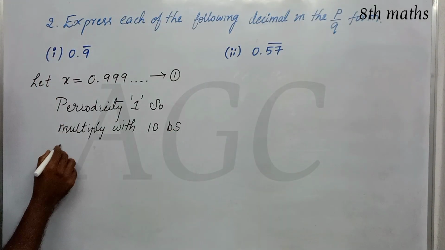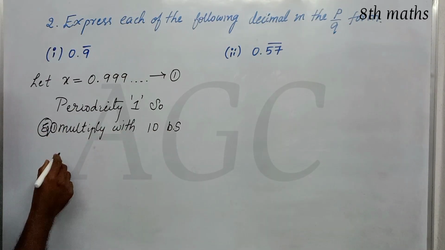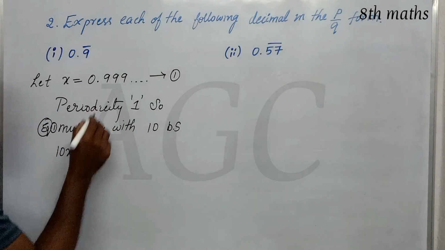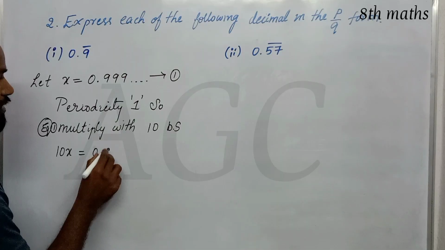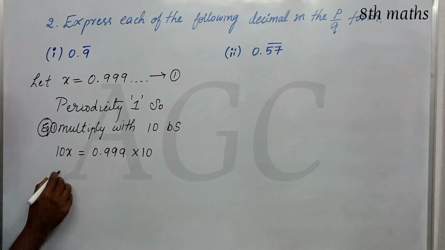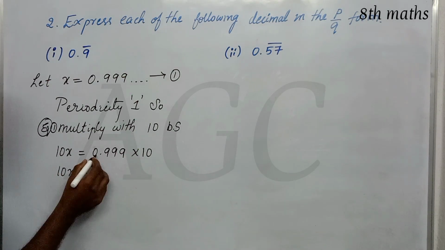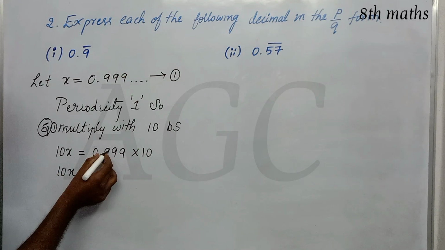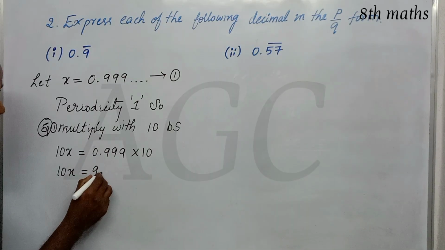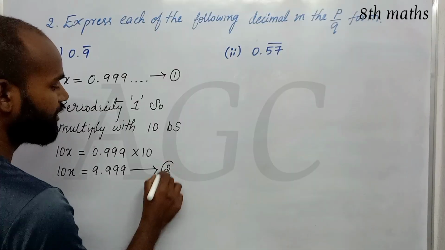Now see. Equation 1, multiplying with 10 on both sides. So 10x equals 0.999 into 10. If I am multiplying 0.9 by 10, it means the decimal point will move one place forward: 9.999. So this is your second equation.